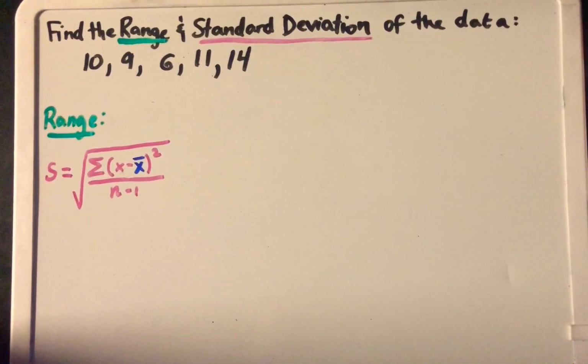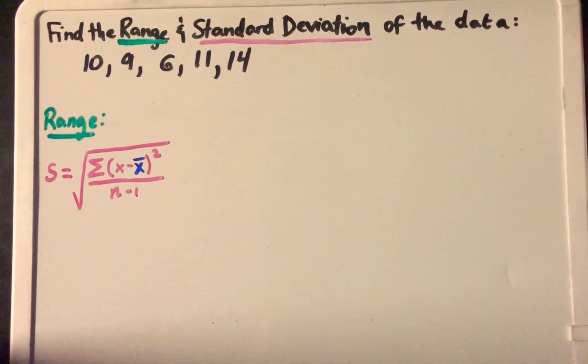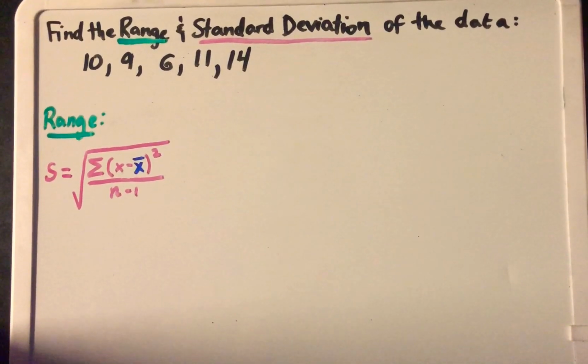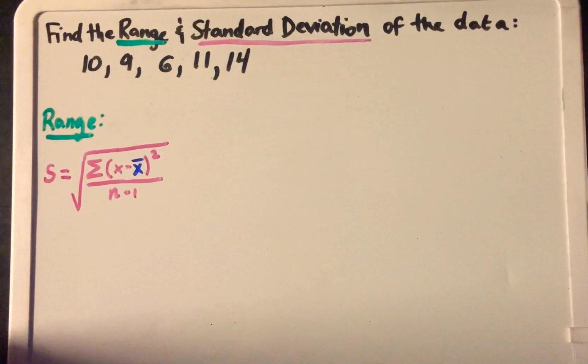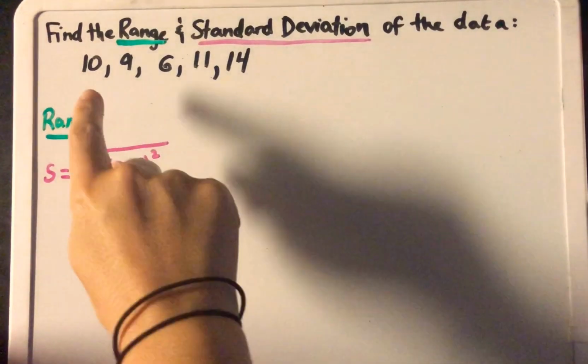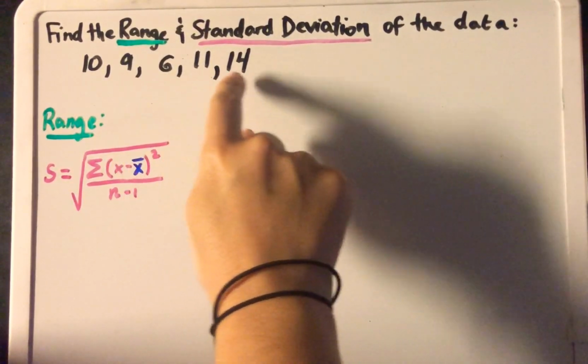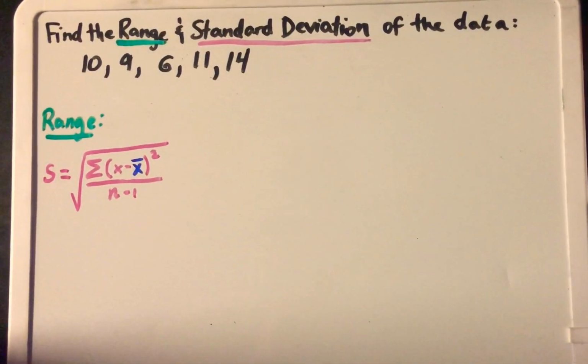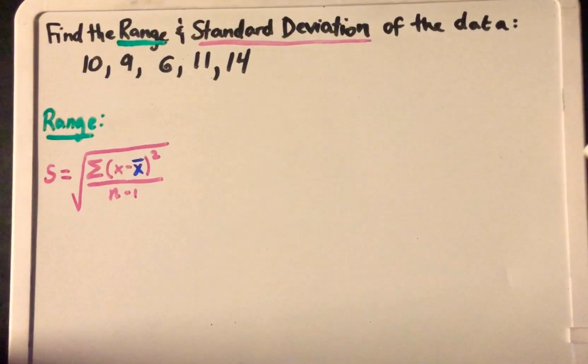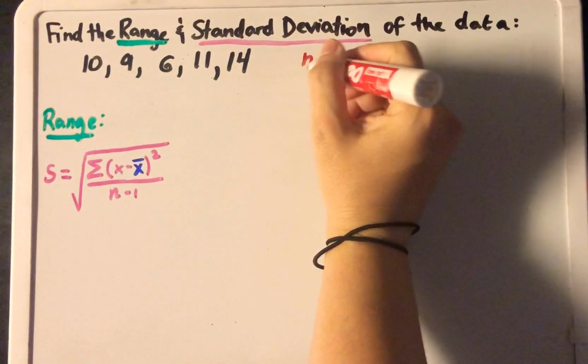Okay class, I wanted to make a video showing a homework example of how to find measures of dispersion like the range and standard deviation when given a set of data. So here we've been given a very small set of data with just 1, 2, 3, 4, 5 items. So we would say that the sample size for this example is n equals 5. So keep that in mind.